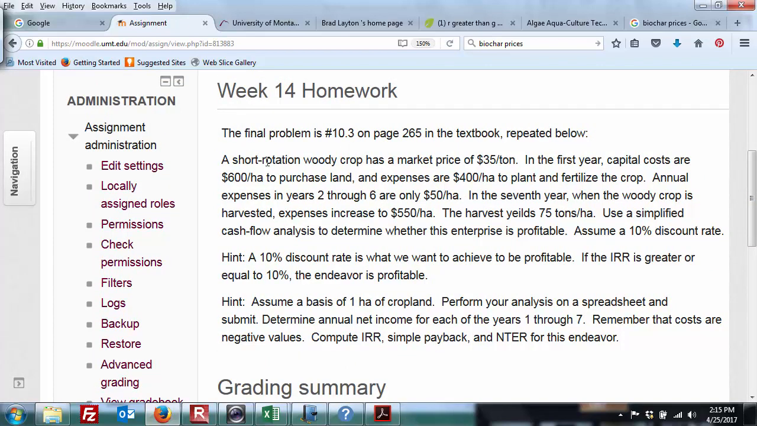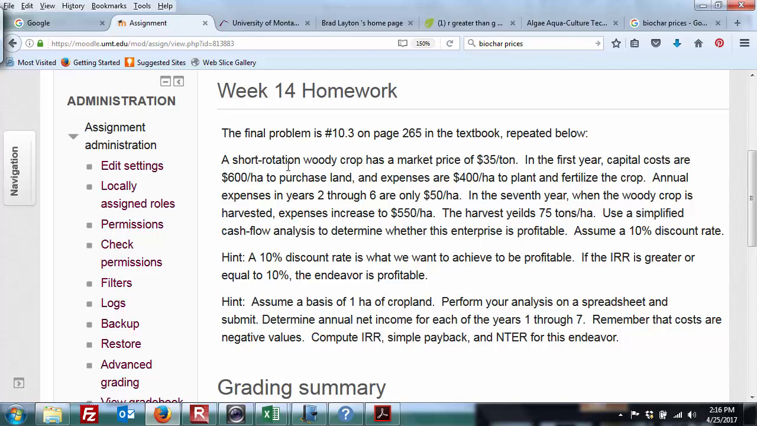All right. Short rotation woody crop has a market price of $35 a ton. The first year capital costs are $600 per hectare of land, and expenses are $400 per hectare to fertilize the crop. Annual expenses in years 2 through 6 are only $50 per hectare. The 7th year when the woody crop is harvested, expenses increase. The harvest yields 75 tons per hectare. Use a simplified cash flow analysis to determine whether this enterprise is profitable. Hint, a 10% discount rate is what we want to achieve to be profitable.